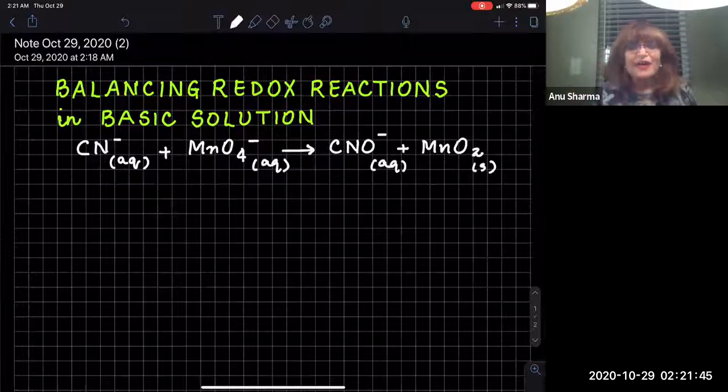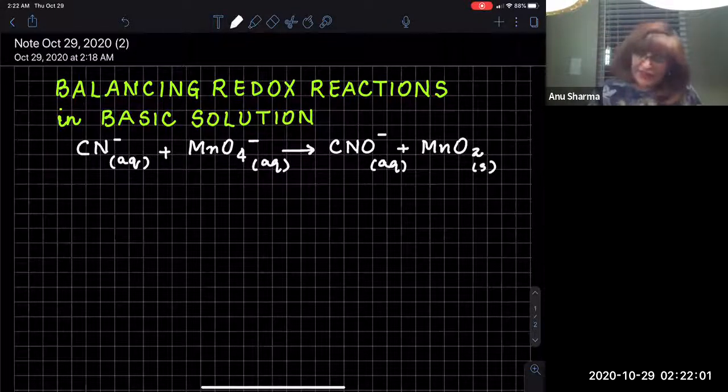Hi guys. Okay, so let's look at balancing redox reactions in the basic solution. We are given this example where a cyanide ion is reacting with a permanganate ion and it gives you a cyanate ion and manganese dioxide. So let's start the process.